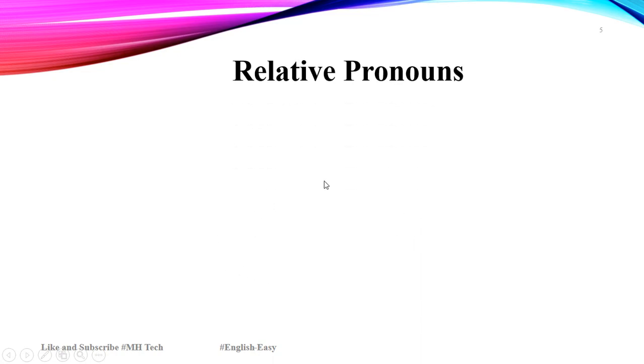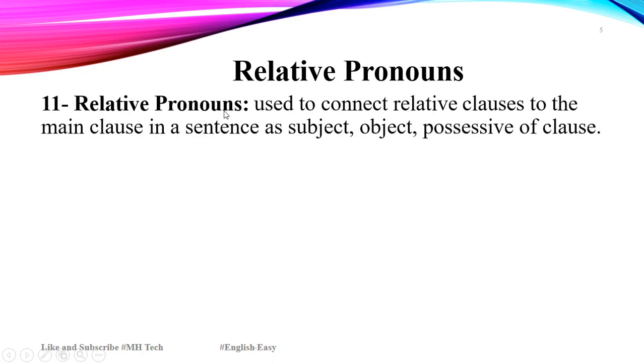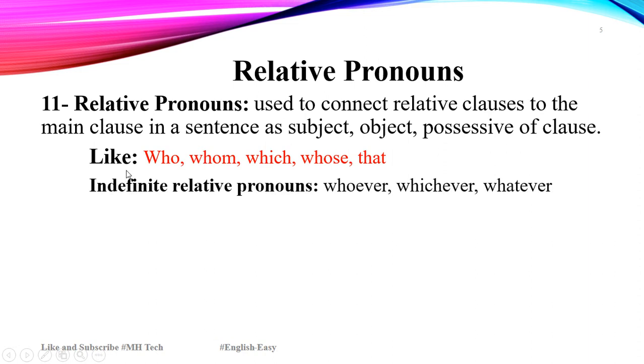And we have relative pronouns. The pronunciation is relative pronouns. And what are relative pronouns in English? Relative pronouns are used to connect relative clauses to the main clauses in a sentence, as a subject, and can be used as an object or possessive of a clause. So here, go to the examples. We have who, whom, which, whose, and that. These are the common examples of relative pronouns in English.